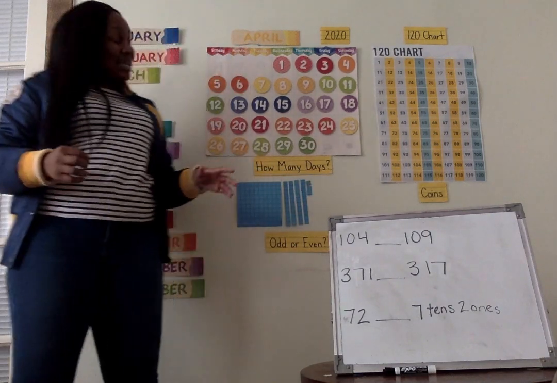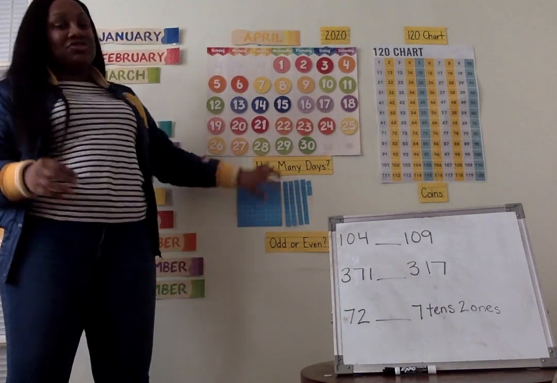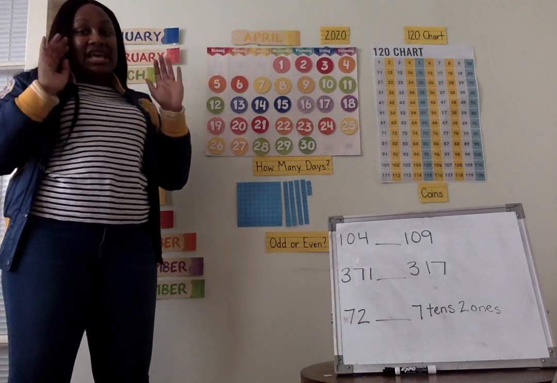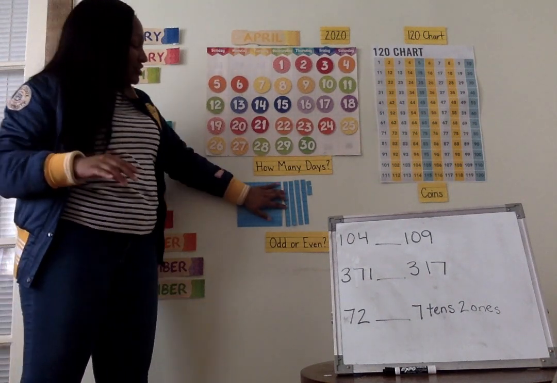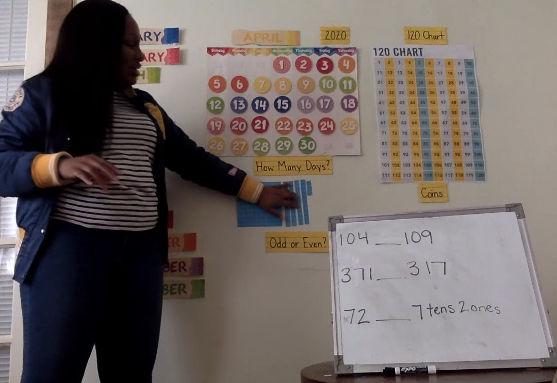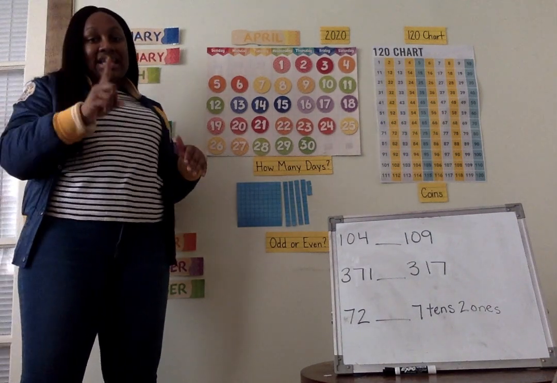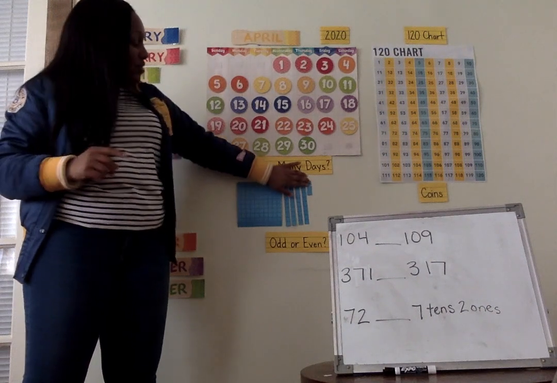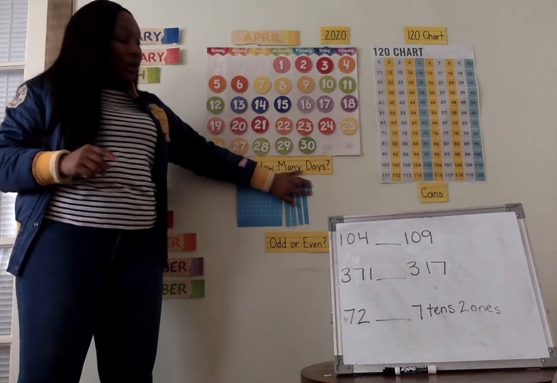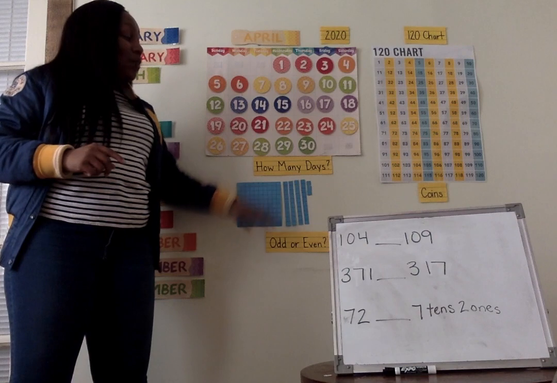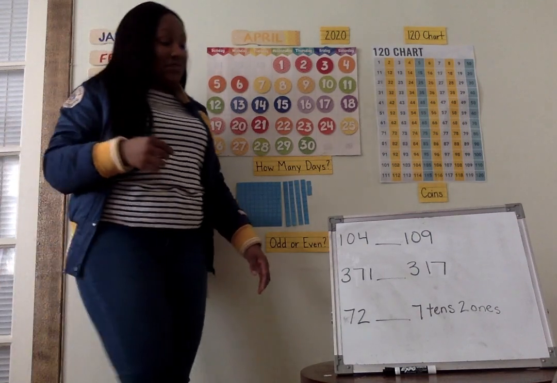Let's recount together. Get ready. 100. Stop. Switch. Count by tens. 110, 120, 130, 140. Stop. Switch. Count by ones. 141, 142, 143. Wow, we've been in school a lot of days.